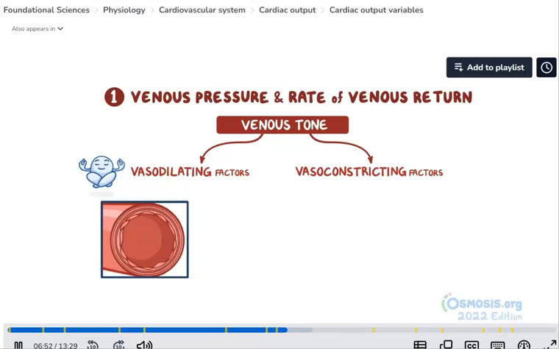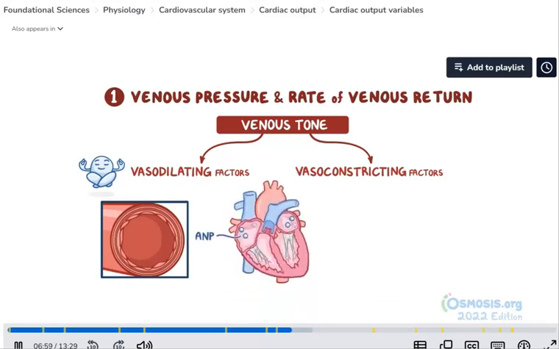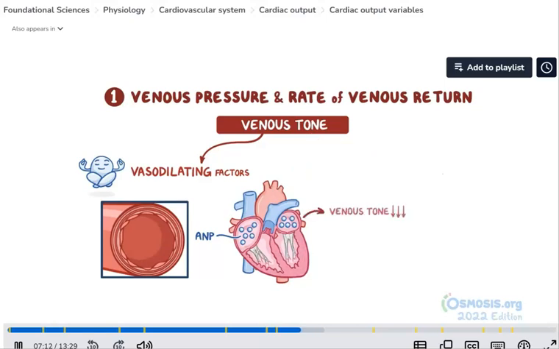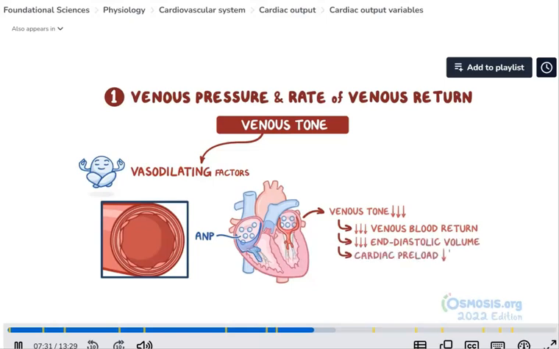One such vasodilating factor is atrial natriuretic peptide, or ANP, which is secreted by cardiac muscle cells in the walls of the atria in response to an increased circulating blood volume that makes an increased amount of blood reach and distend the atrium. When ANP is secreted and venous tone decreases, that results in peripheral pooling of the blood and decreased return of the venous blood to the heart. Moreover, the decreased return of the venous blood leads to decreased left ventricular pressure and decreased end diastolic volume, and therefore decreased cardiac preload.